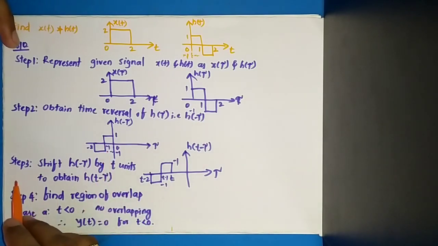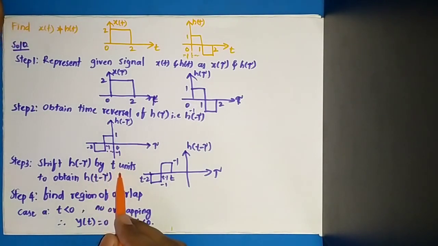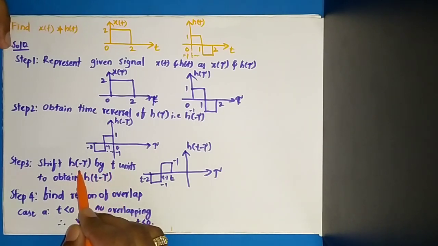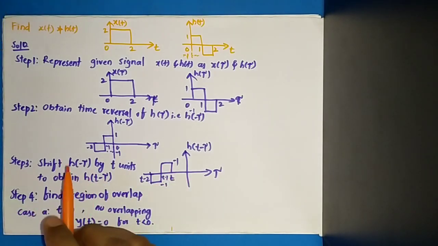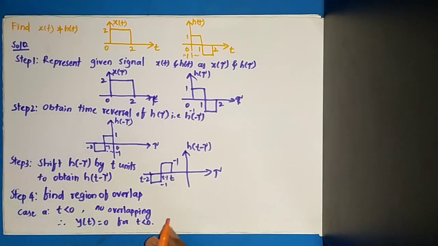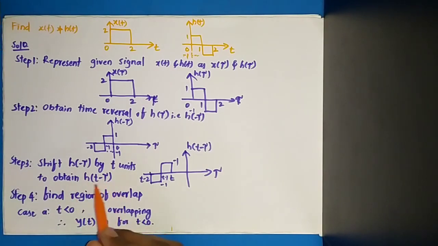Then what is step 3? Step 3 is we need to shift this h of minus tau by t units. When I say shifting by t units, I am just adding. If I add some t units, that means I am shifting to the left side. Always remember, whenever we perform the convolution integral or the convolution sum, in step 3 we add n units in the discrete time signal or t units in the continuous time signal.